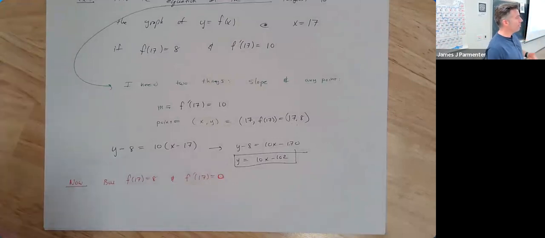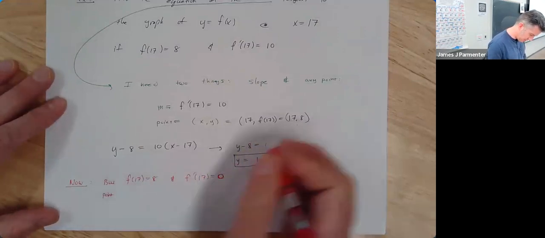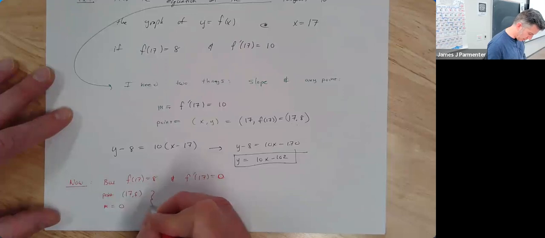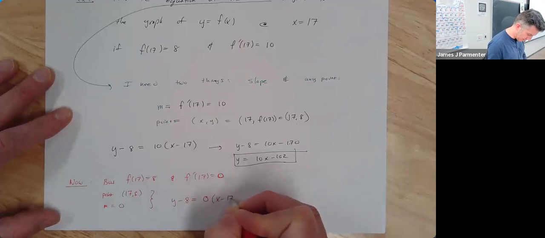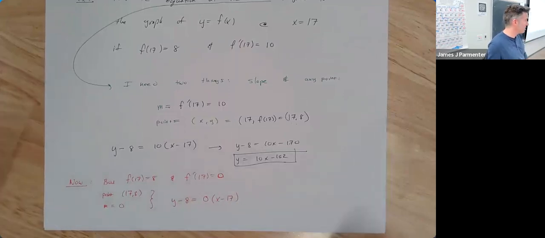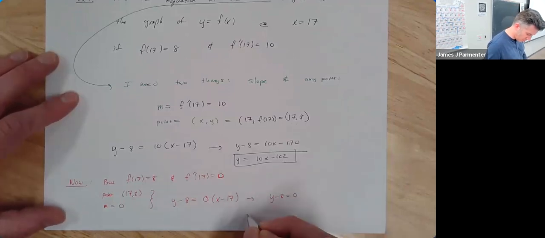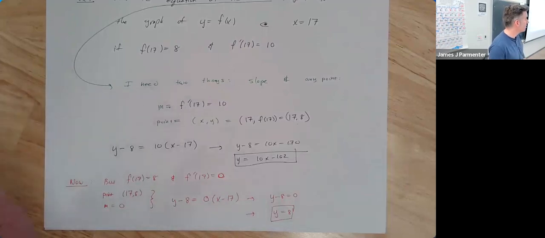So what happens here? Luckily, you don't actually have to know that to still do this. We can still apply the same logic. My point is still going to be (17, 8). But now my slope is 0. So when I write my equation, I get y minus 8 equals 0 times x minus 17. I don't need to distribute this at all because 0 times anything is just 0. So I end up getting y minus 8 equal to 0, or more likely y equal to 8, which should make sense, right? If we know the line is horizontal, we know it should be y equal to a constant. It feels like a disappointing result, but it is what the result is.